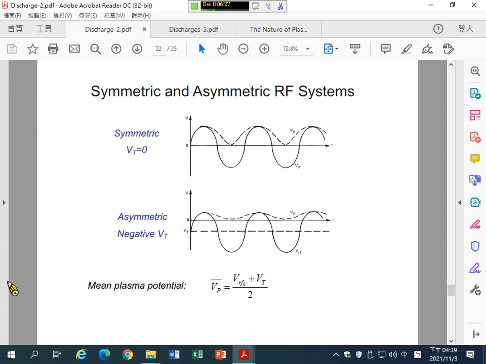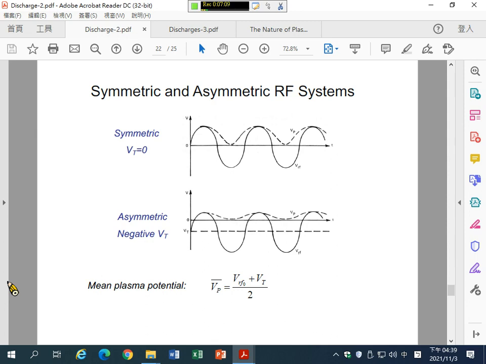So the mean plasma potential, this dash line here, equals 1/2 of the amplitude of RF, 1/2 of this amplitude, plus VT, the self-bias potential. Okay, and compare these two curves. We can see in the asymmetrical system, the sheath voltage here can be much higher than the sheath voltage in symmetrical system. Okay, so here are the differences.